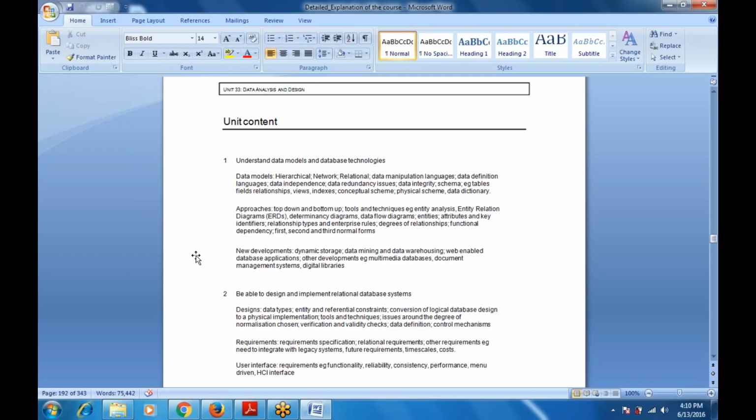So there are 3 parts in this first LO, that is learning outcome 1. One is the data model, then approaches, then the new developments. The next learning outcome is to be able to design and implement the relational database models or systems.